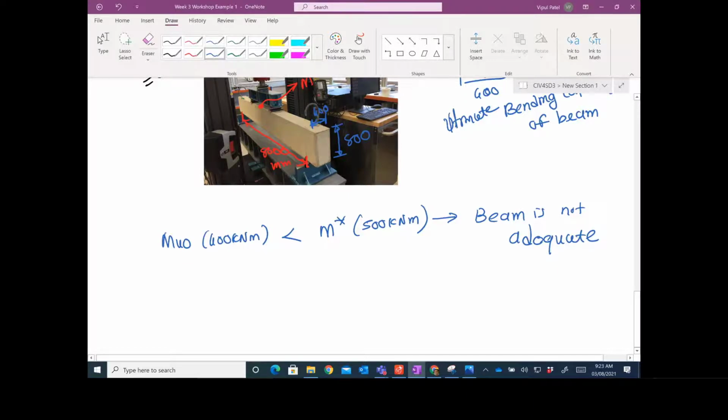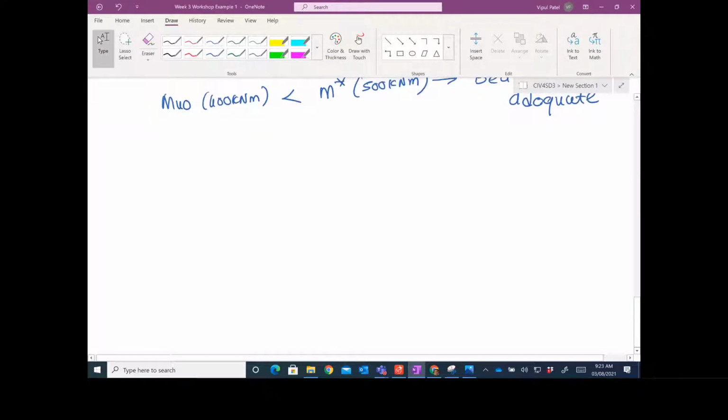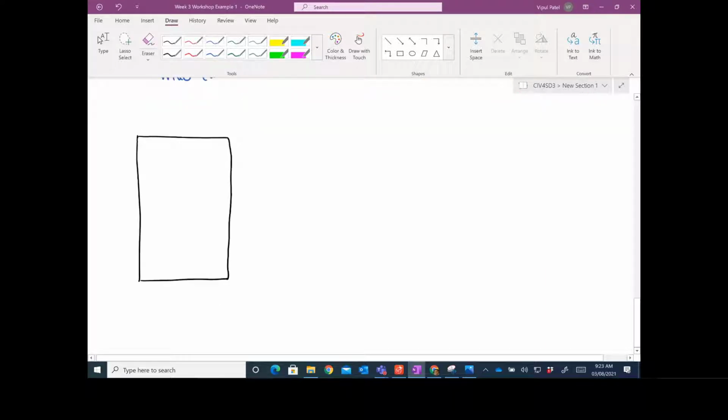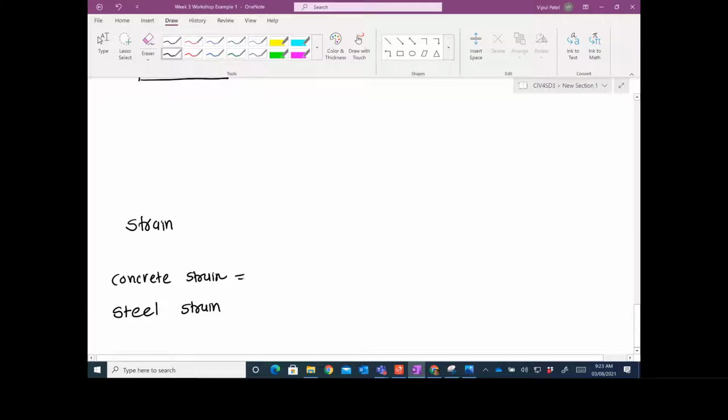Now, do you remember our magical equations? I think we need to redraw it again here. Now, let me redraw that one. Do you remember these magical equations, where we need to have the strain first. Strain, how are you going to get the strain? There are two strains, concrete strain and steel strain. There are two strains in our beam.